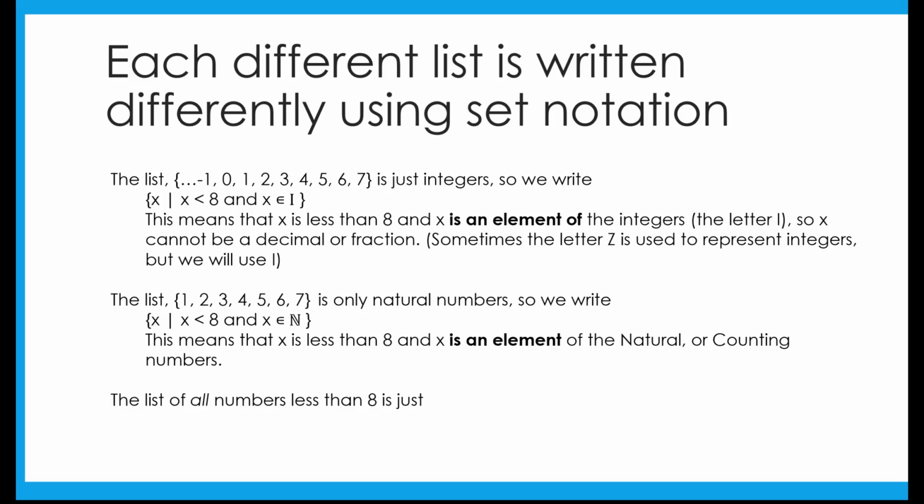And then the list of all the numbers less than 8, the one that it was impossible to list, it is possible to at least write it symbolically. We just write the set of all x such that, this line is such that, x is less than 8. And that's it. No restrictions.